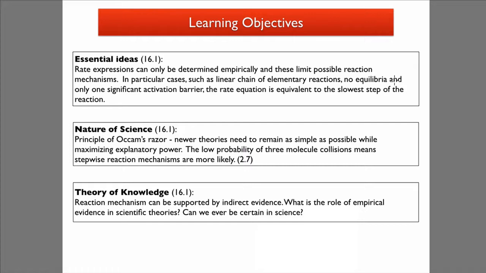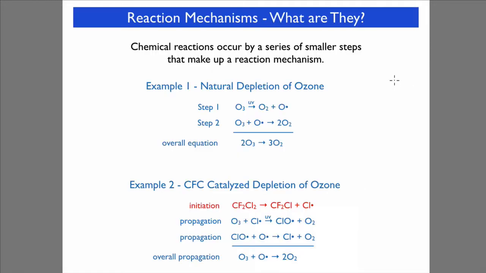And here we can have certain questions such as, what is the role of empirical evidence in scientific theories, or can we ever be certain in science? So what are reaction mechanisms? Well, chemical reactions occur by a series of smaller steps that make up a reaction mechanism.